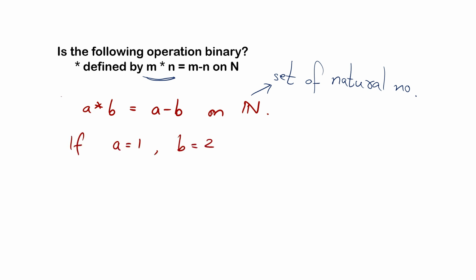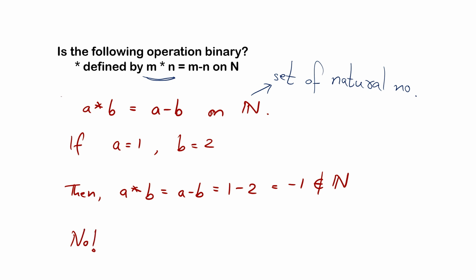So if A is equal to 1 and B is equal to 2, what do you think will happen? What will be A minus B? It would be A star B is equal to A minus B, which is 1 minus 2. And what is the output? That is minus 1. Does minus 1 belong to the set of natural numbers? No, it does not. So what do we say? Is it a binary operation? Go back, check your definition and tell me.